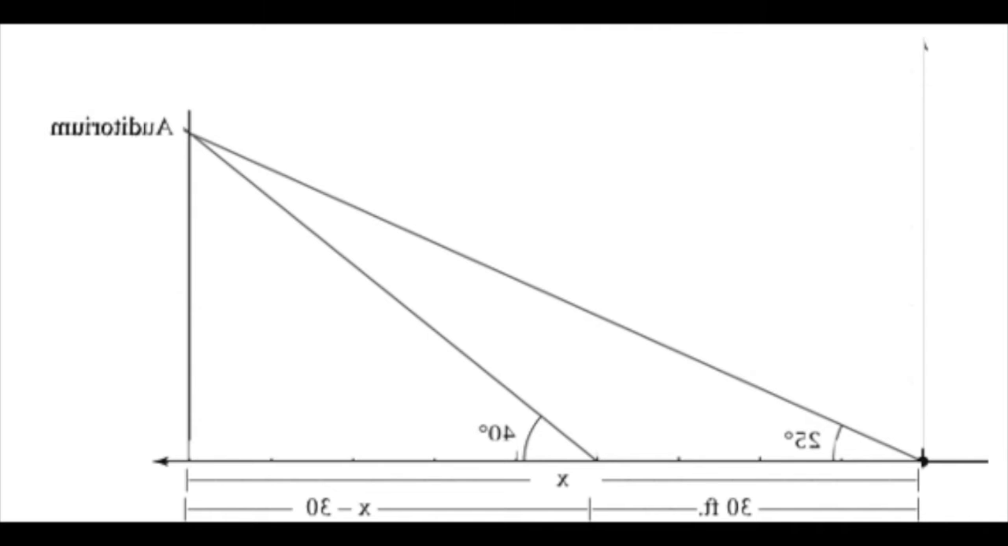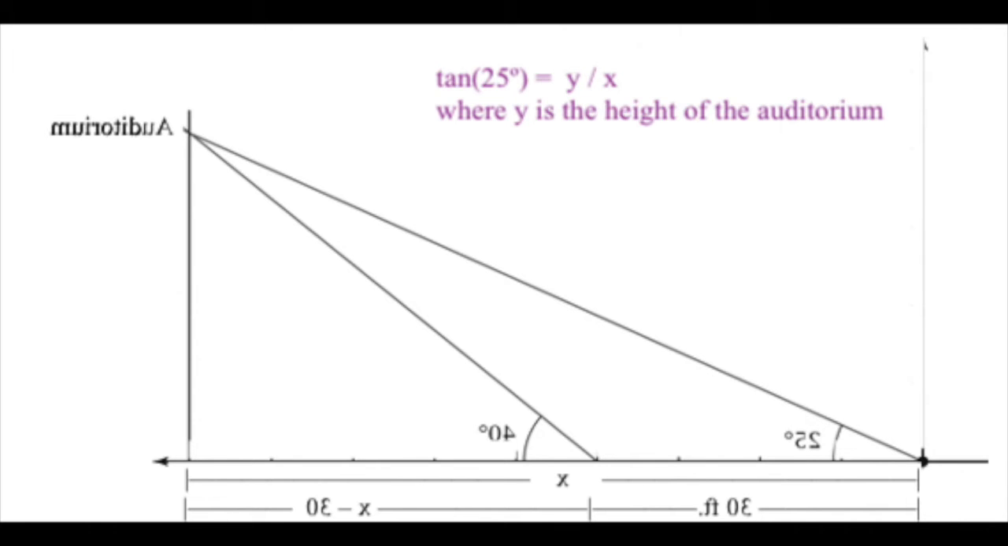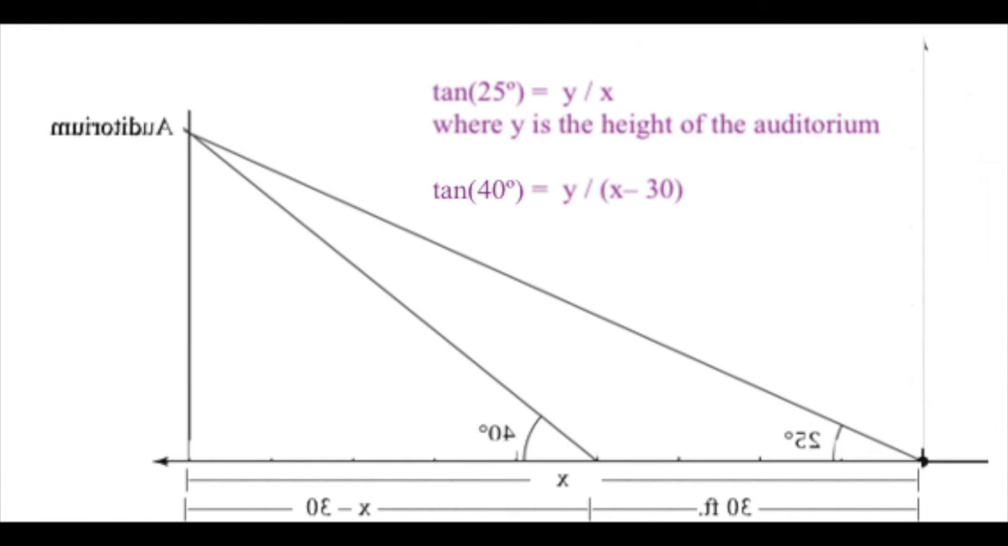The next thing that the instructions themselves told you to do was to find 2 different equations that would give you the answer to how high the auditorium is. If I'm standing X feet away, I can use the tangent of 25 degrees and say y over x, opposite over adjacent, is equal to the tangent of 25 degrees. If I'm standing 30 feet closer, then the tangent of 40 degrees is y over x minus 30.